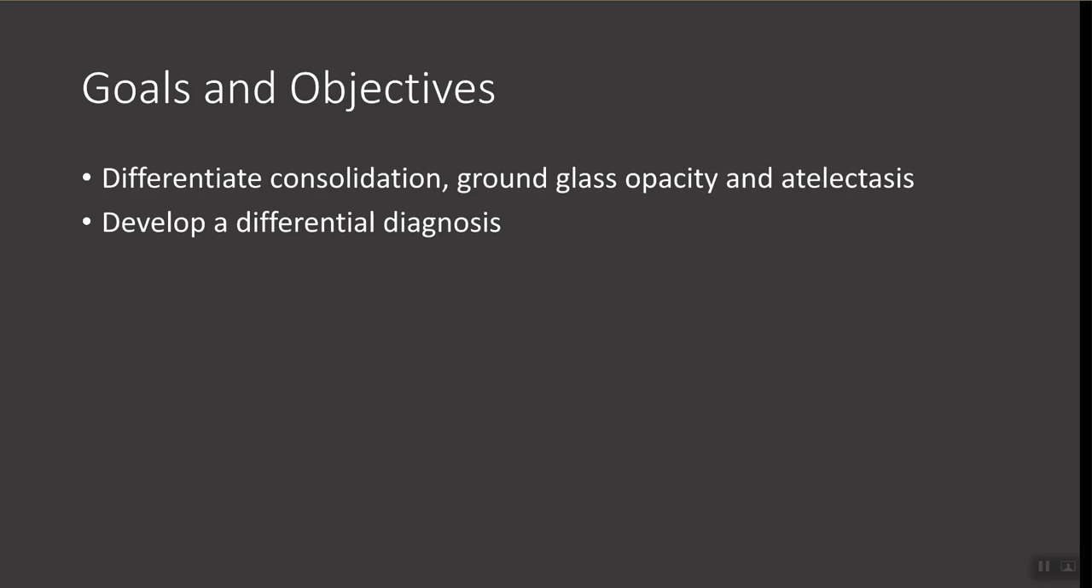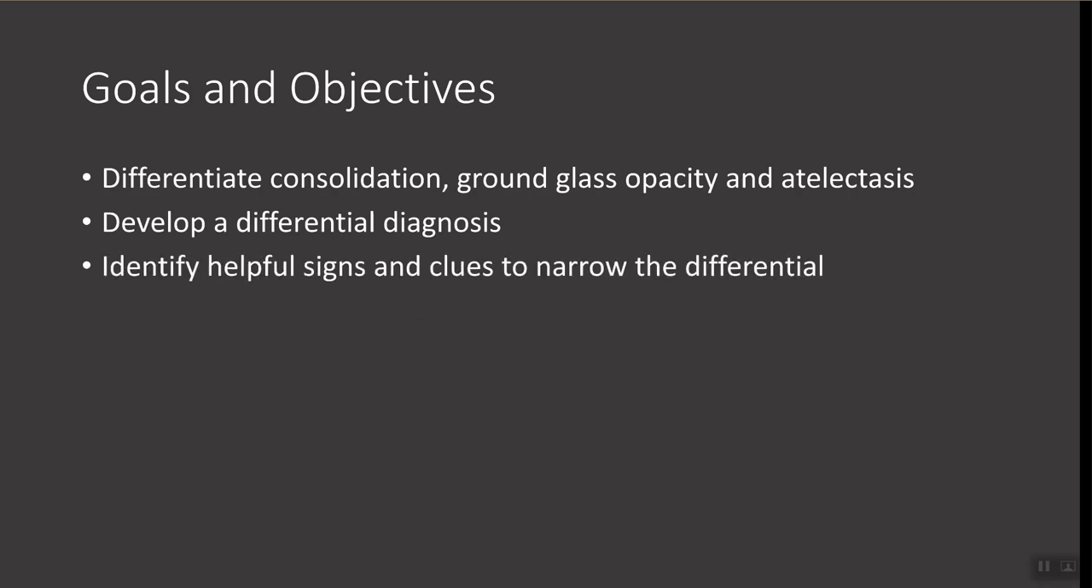Then we want to be able to have a differential diagnosis. So we'll look at the most common causes for these particular entities and how we should kind of group them. And then finally, to look at some helpful signs and clues to help us narrow that differential, and also use some clinical information to come to a most likely diagnosis.